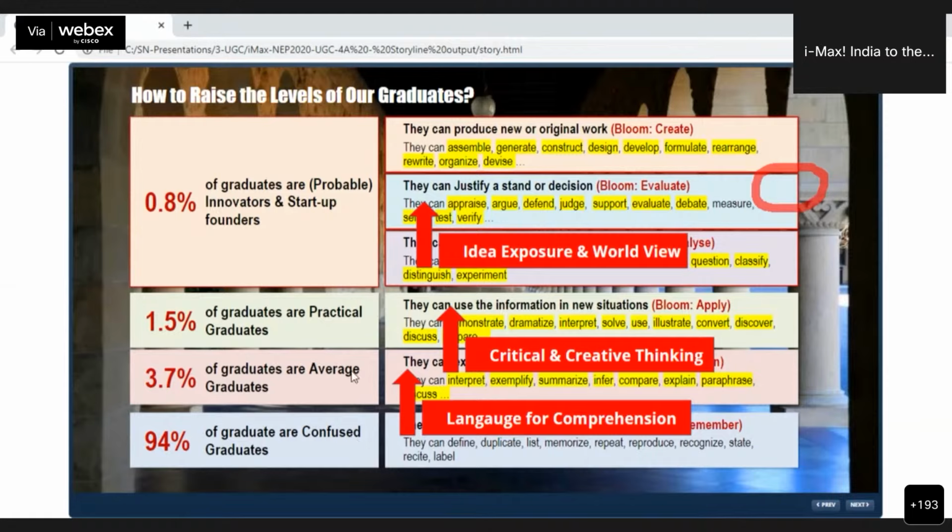So therefore, how to do this? These are the research solutions for this. Unless students have the language for comprehension, they are not going to reach from remember to comprehension level, because the solution for this is in the Bloom's taxonomy itself. How can a student interpret if the student doesn't have the language for comprehension, how can they exemplify, how can they summarize, because the first level what is required is language for comprehension. Second, from second level to top level, it is critical and creative thinking. And from here to here, anyone who has to change, they require idea exposure and worldview.